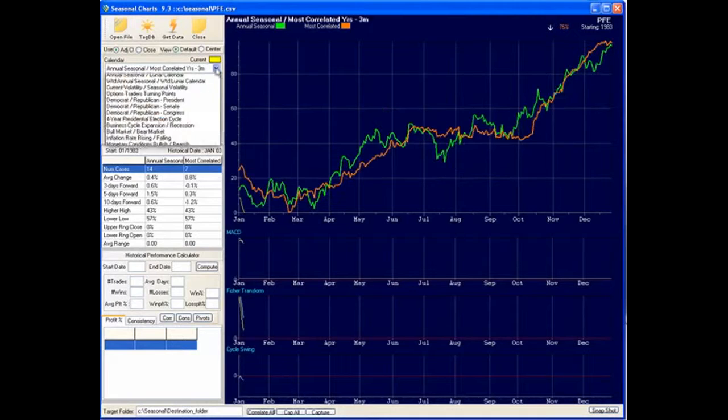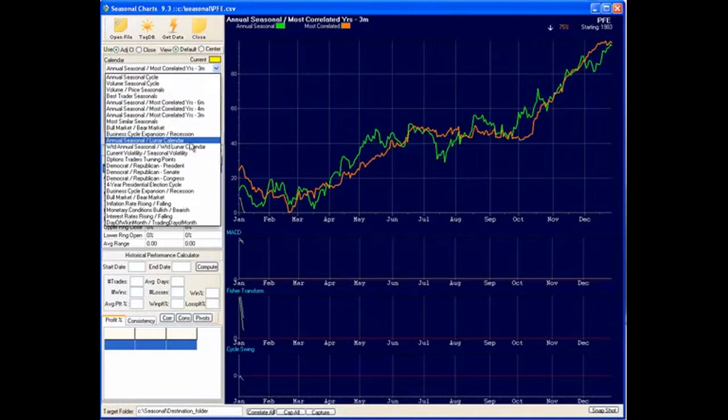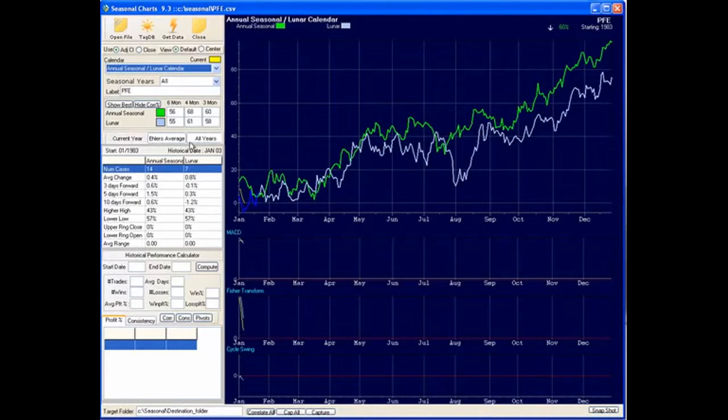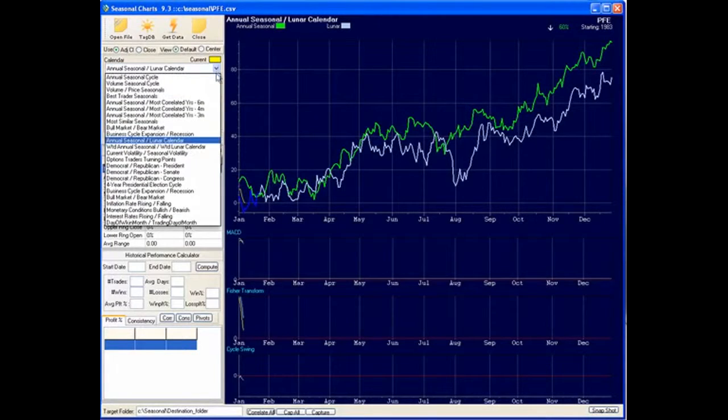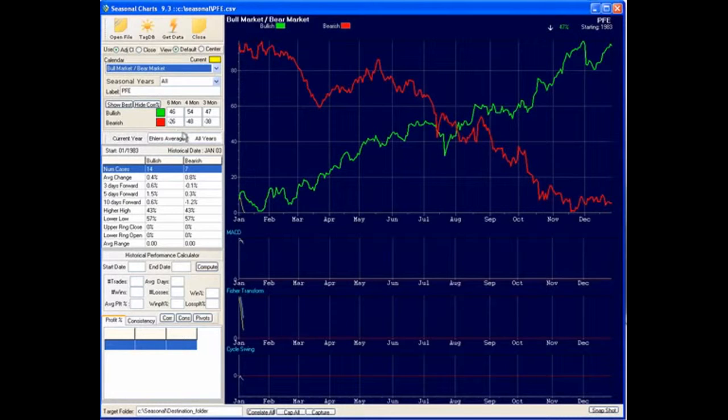Okay, and let's see if the lunar calendar gives us any extra information on that. No, it's not really giving us anything special on that particular stock. And let's see if the bull market or bear market seasonal is telling us anything. No, it's just basically saying, oh yeah, here you go. Even in bear markets, there tends to be a bottom right here, and it's catching that particular whip right here too.